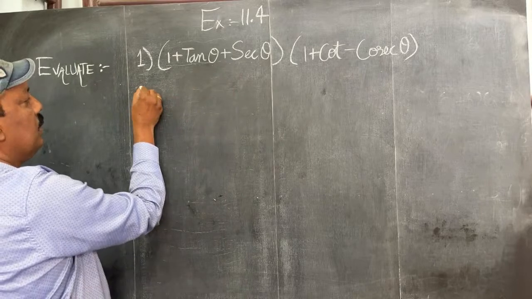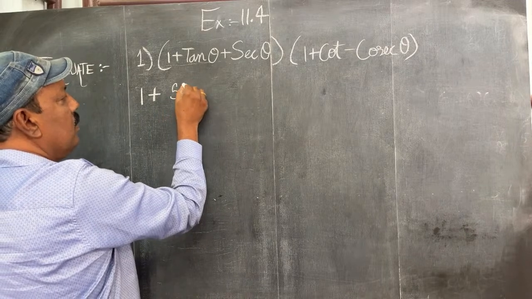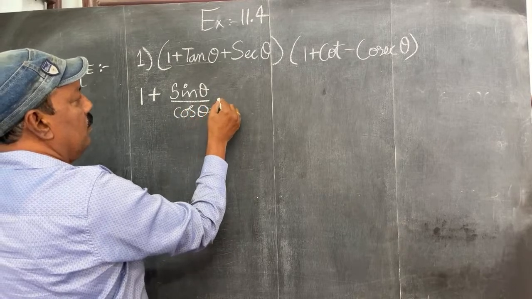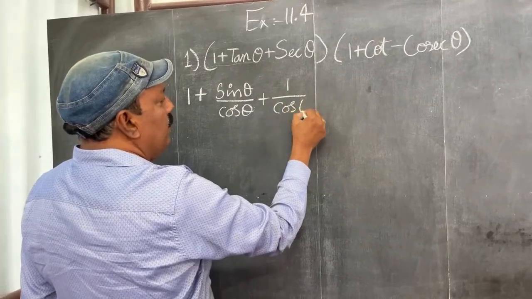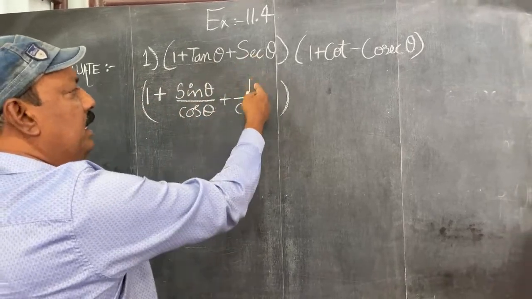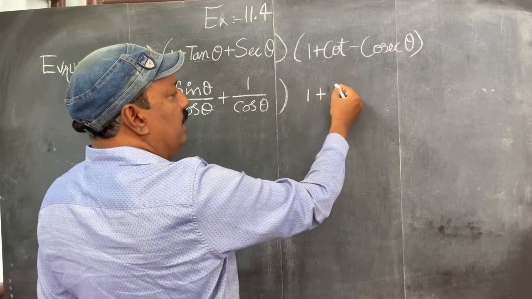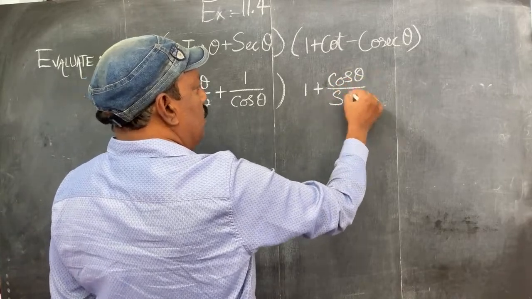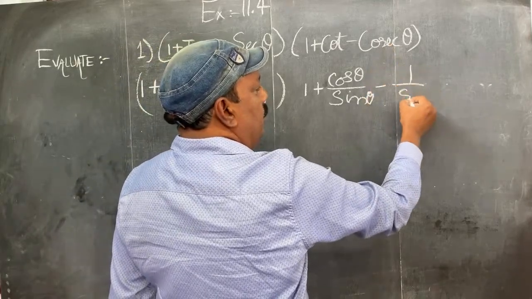Now we have to convert all these terms. 1 plus tan theta, I am converting into sin theta by cos theta. Here secant theta I am converting as 1 by cos theta. Now thereafter, 1 plus cot theta, that is cos theta by sin theta. Here cosecant theta I am converting as 1 by sin theta.